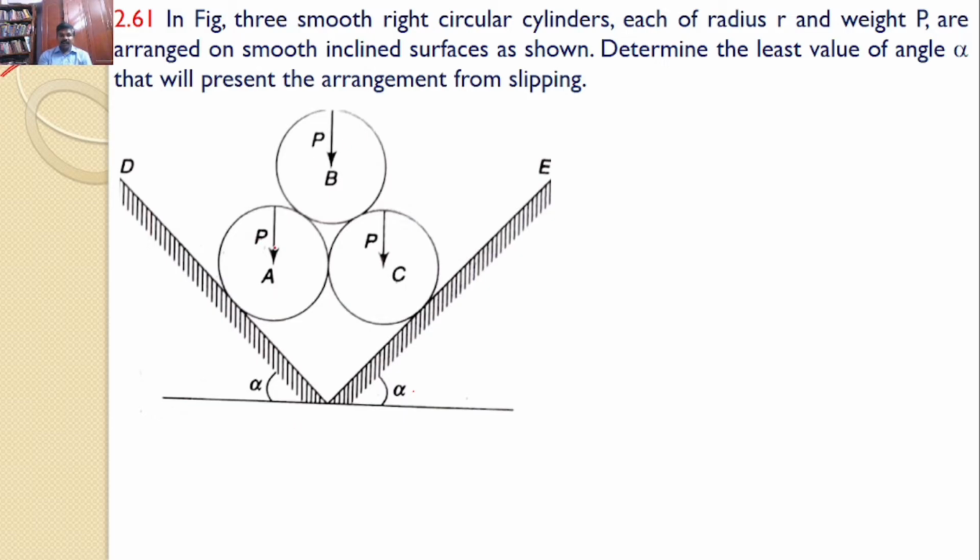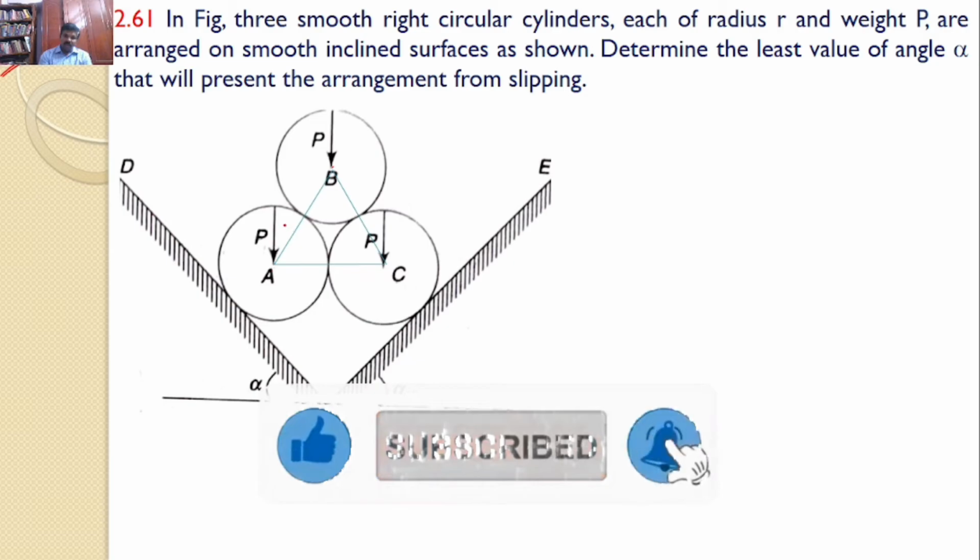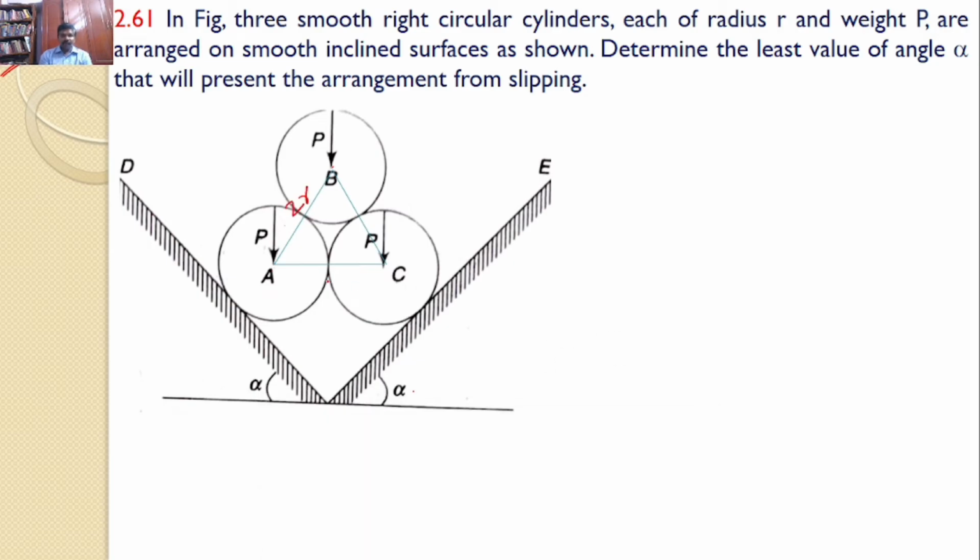We will take cylinder by cylinder, but before that, let us join the centers A and B, B and C, and C and A. Now this distance is equal to r plus r. This distance is 2r because this radius is r, this radius is r. So this is 2r, this is 2r. All sides are equal, hence it is an equilateral triangle. Since it is an equilateral triangle, the angles must be equal to 60. With this concept, let us move on to the solution of this problem by taking cylinder by cylinder.